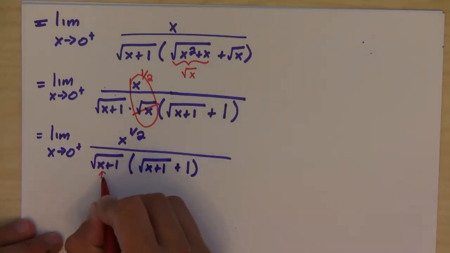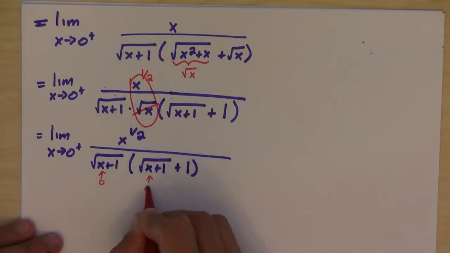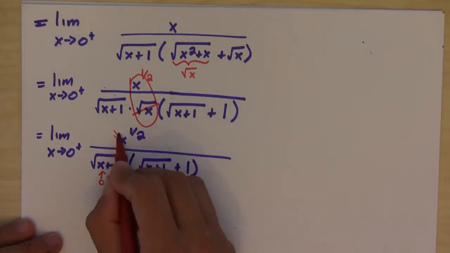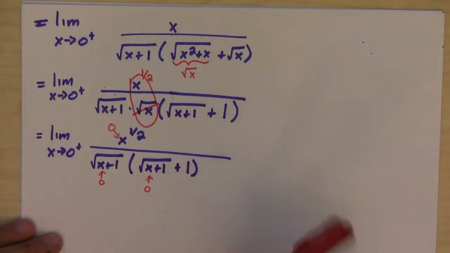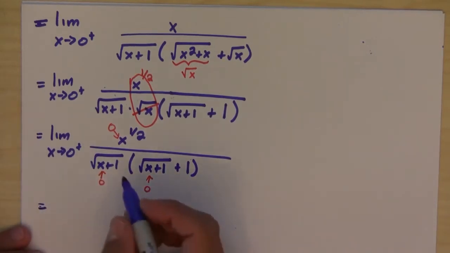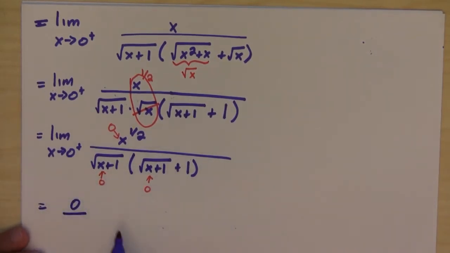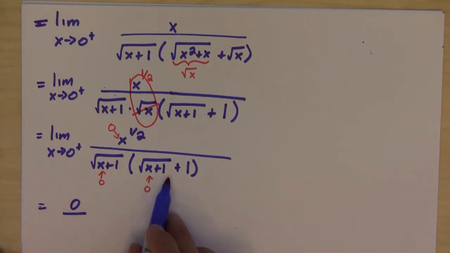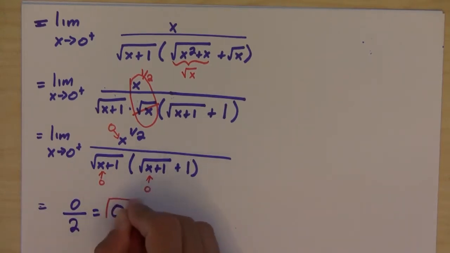And now if I plug in 0, notice that I get 0 on the numerator, but this time in the denominator I'm going to get 0 plus 1 is 1, and then on the inside I get 2. So 0 divided by 2, that's equal to 0. And that's my answer.